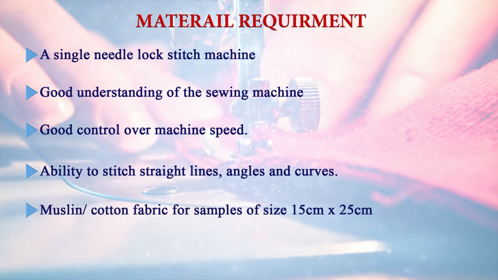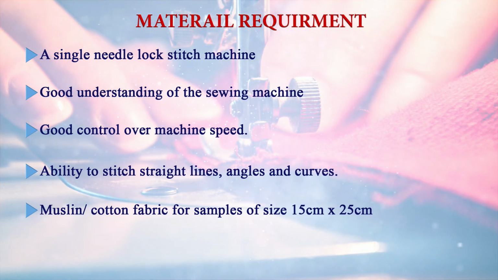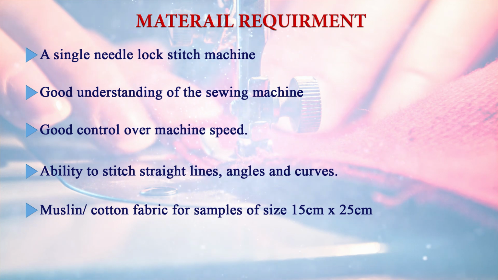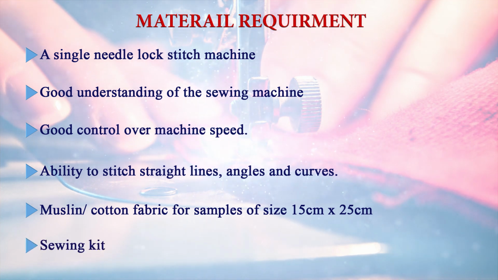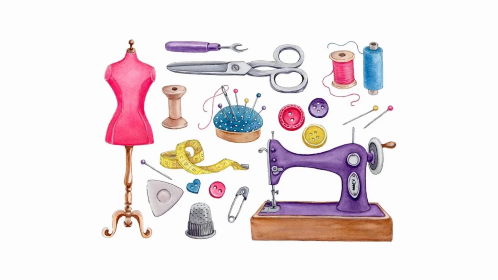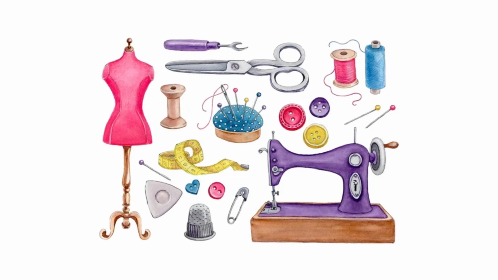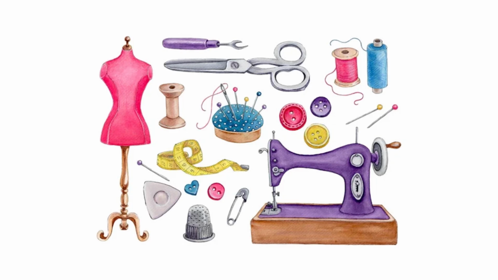You should have material such as muslin cloth or cotton fabric for preparing samples of seams or different stitches. And most importantly, you should have your sewing kit. In your sewing kit you should have all the necessary materials such as scissors, threads, needle, marking chalk, measuring tape, etc. All the requirements for the stitching purpose should be included in your sewing kit.